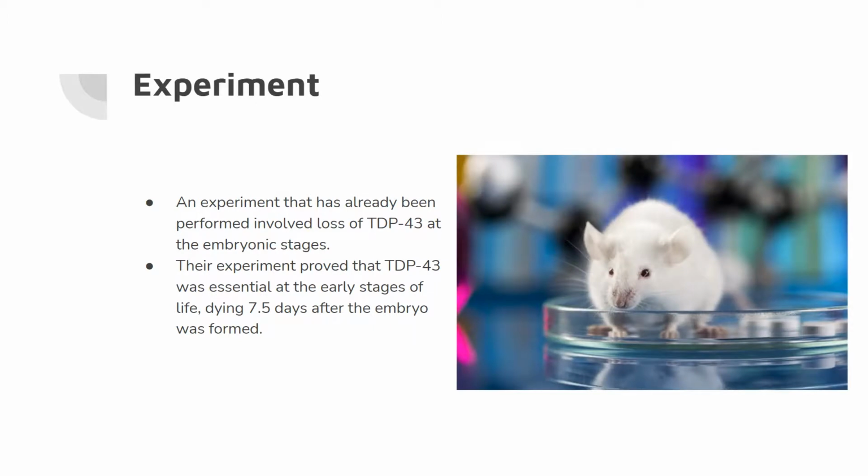Quick experiment. An experiment that has already been performed involved the loss of TDP-43 at the embryonic stages. This was conducted on mice. Their experiment proved that TDP-43 was essential at the early stages of life, dying 7.5 days after the embryo was formed. This is more about TDP-43's function in just creating the body and everyday life, but I wanted to do something more about ALS, especially because ALS is such a hard disease to cure and figure out why it's caused and all that stuff.